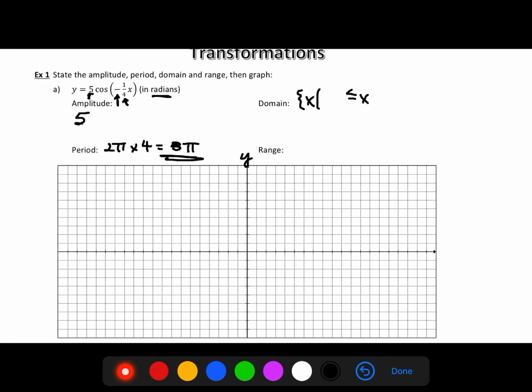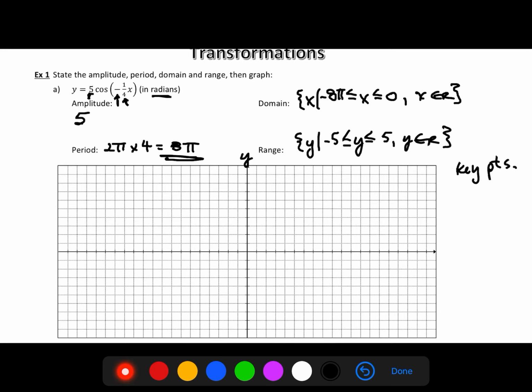So if we think about our x values here, we know that our period is 8 pi, but it's going to be reflected around the y-axis, which means that x is going to be greater than or equal to negative 8 pi, but less than or equal to 0, and anything in between there. Our range is going to be greater than or equal to negative 5, less than or equal to positive 5, and anything in between there. So, again, when we think about graphing, we want to think about our key points.